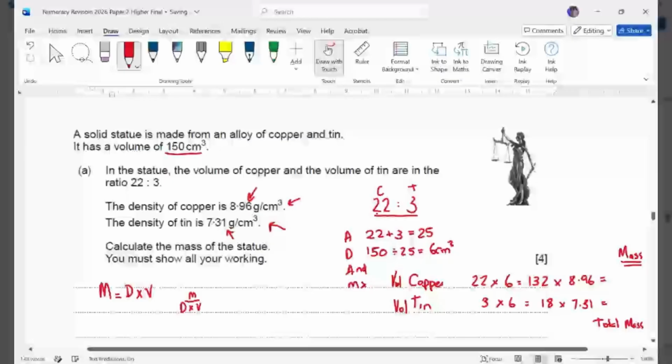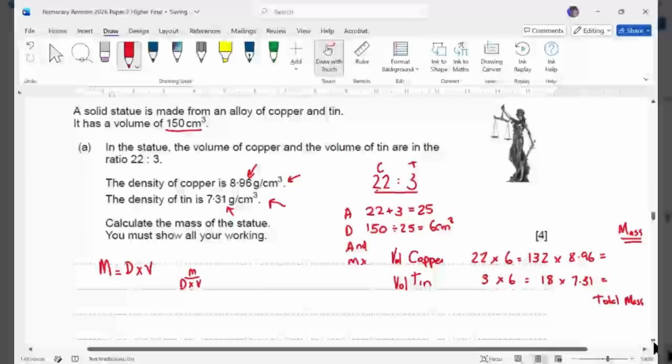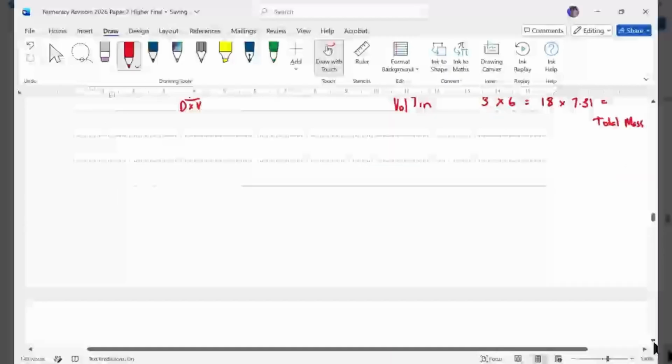Again, I don't need to put that in a calculator. That's just wasting your time. You can do that. So just remind yourselves on ratios as well as those.